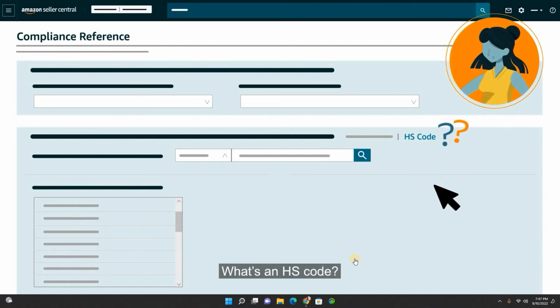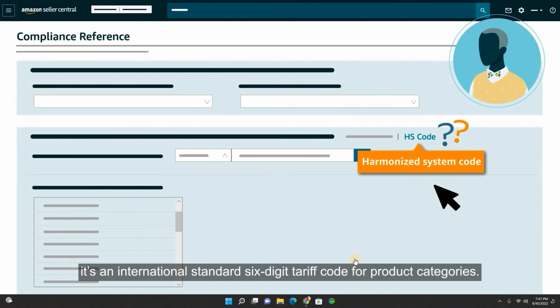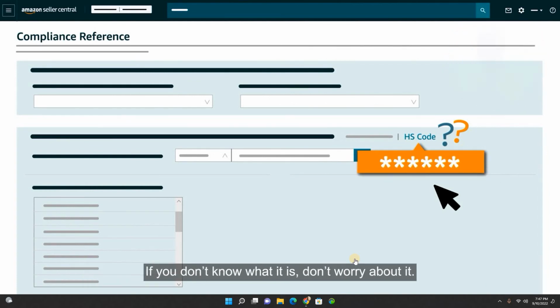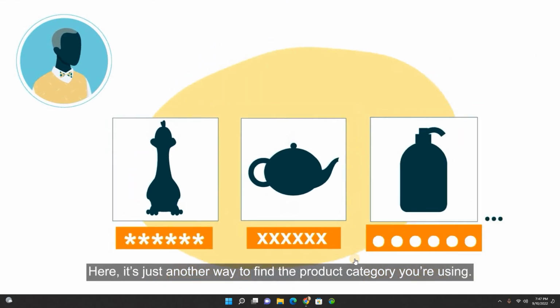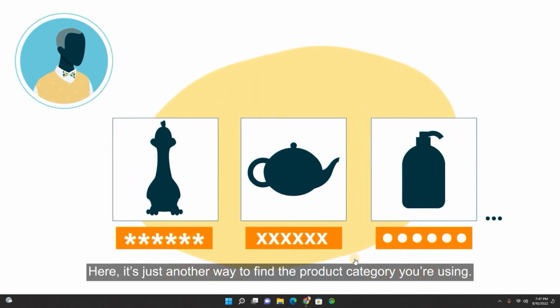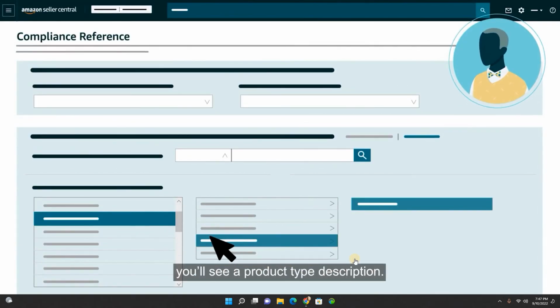What's an HS code? It stands for Harmonized System Code. It's an international standard 6-digit tariff code for product categories. If you don't know what it is, don't worry about it. Here, it's just another way to find the product category you're using. Once you find a category, you'll see a product type description.